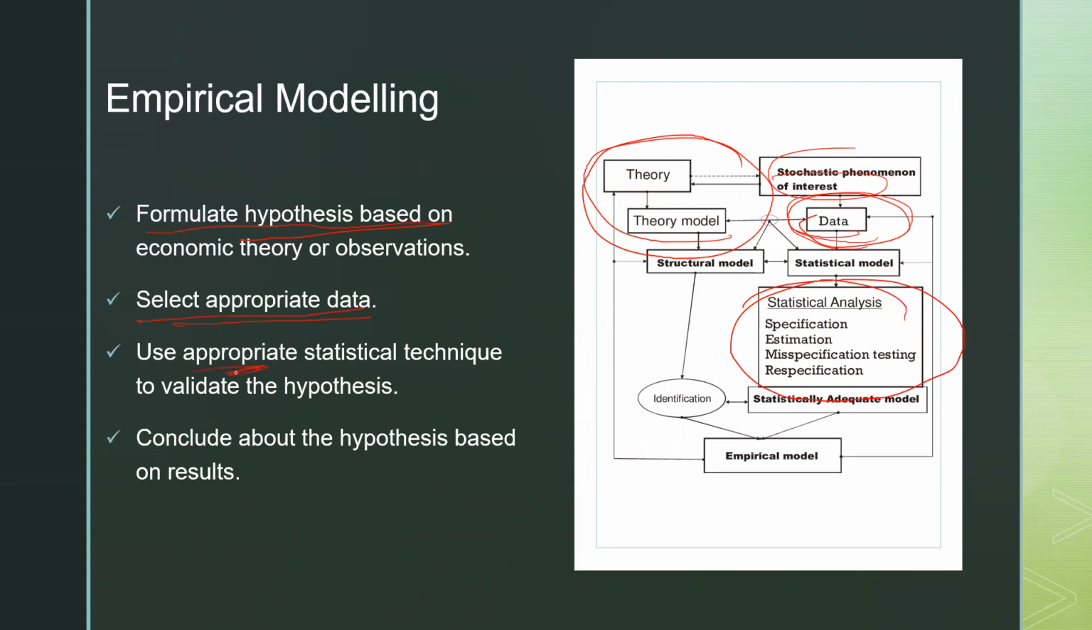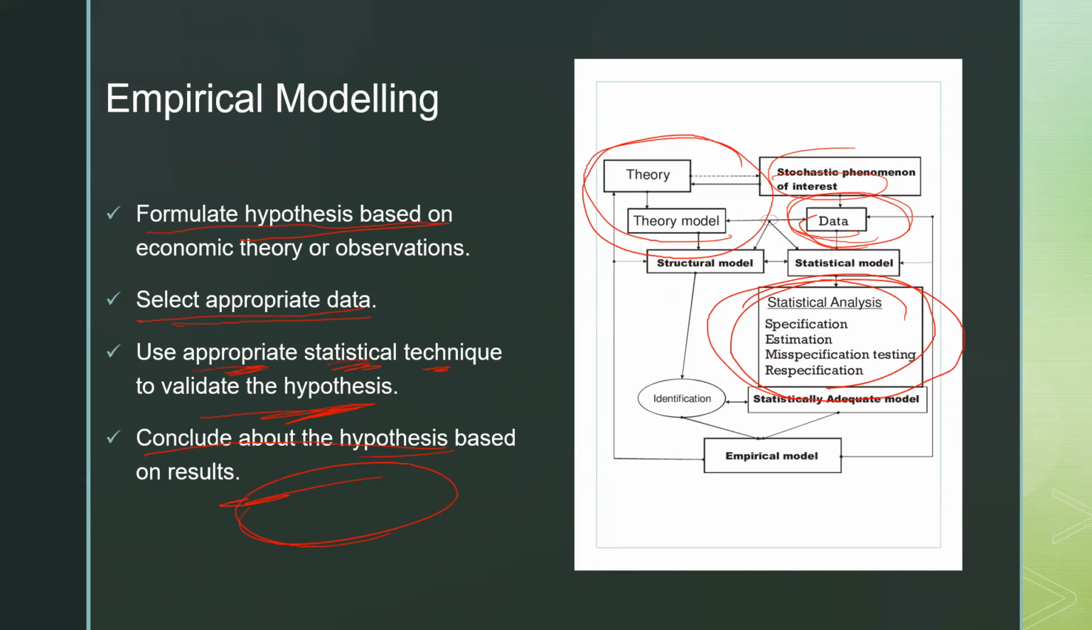Appropriate statistical techniques to validate the hypothesis. Once you have data, a hypothesis, and a proper statistical technique, then whatever results you get, you conclude whether the hypothesis that you have derived from the theory is working or not. Then you conclude about the theory and about the phenomenon.